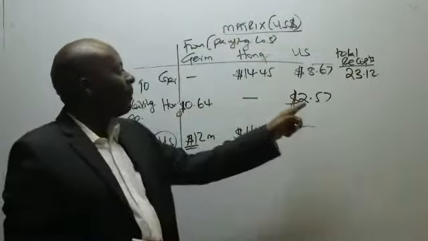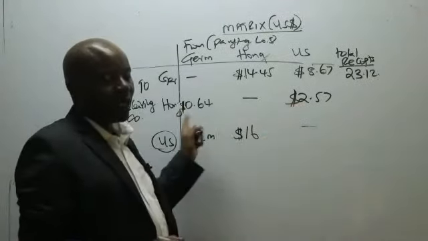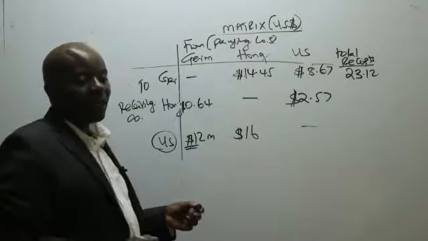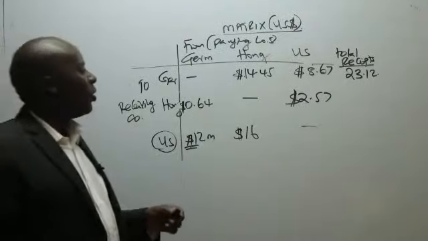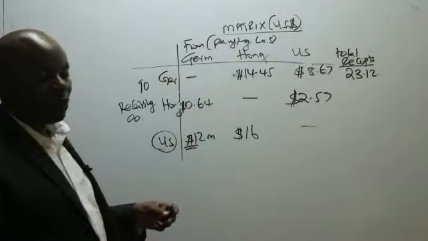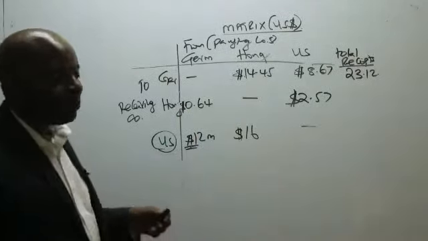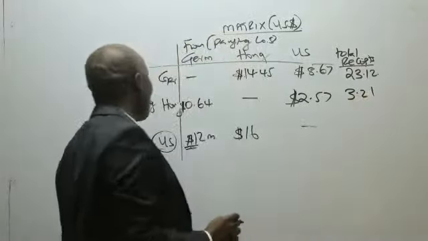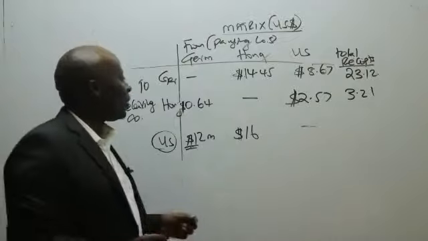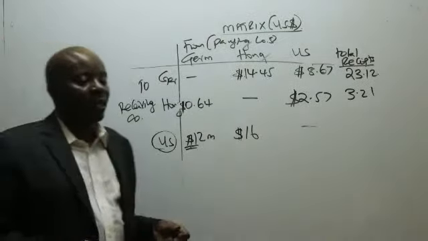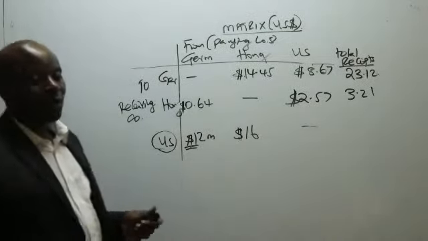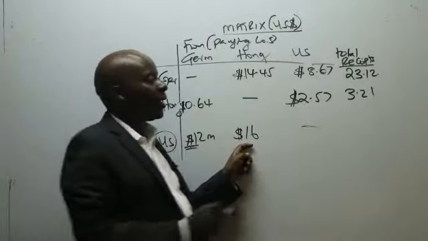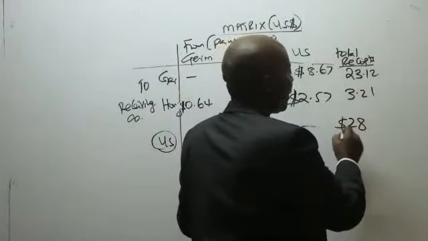Go straight away to Hong Kong. How much will Hong Kong receive? Thank you, Jenny. Thank you, Mercy. Hong Kong, 0.64 plus 2.57. Hong Kong will receive 3.21. And for the last one, how much will the US subsidiary receive? 12 plus 16. I know very well that is $28.